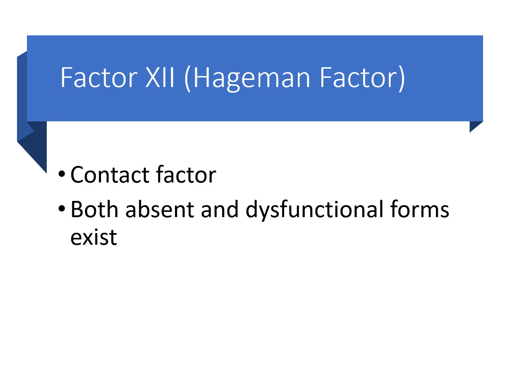Next on the list is factor 12, or the Hageman factor. This is also a contact factor. It's right up there with factor 11. And we have both quantitative and qualitative forms of deficiency that exist, or you could say both absent and dysfunctional forms.